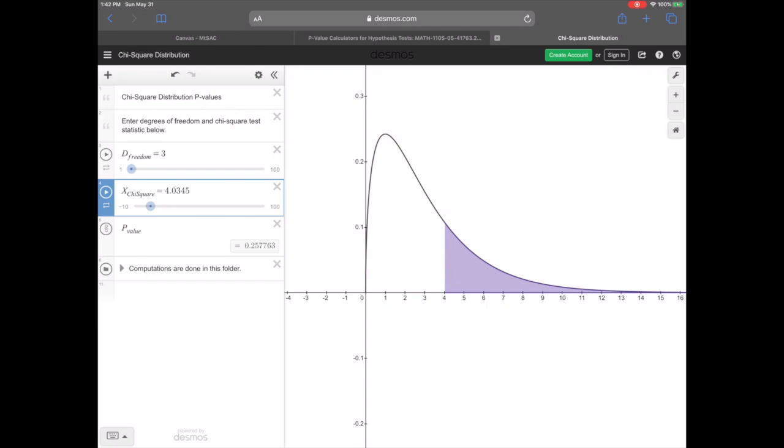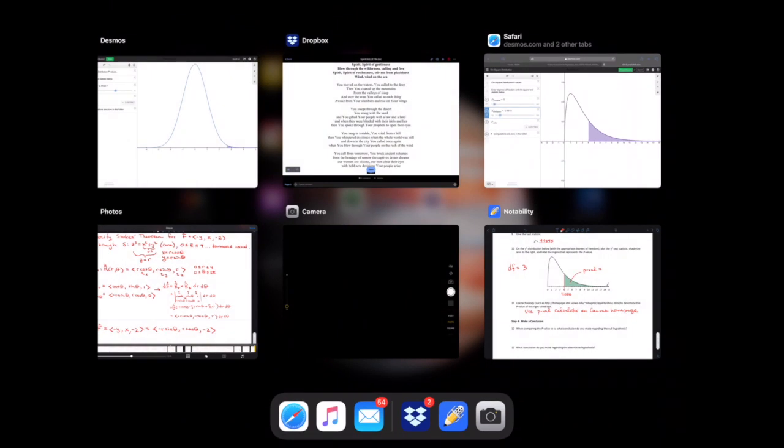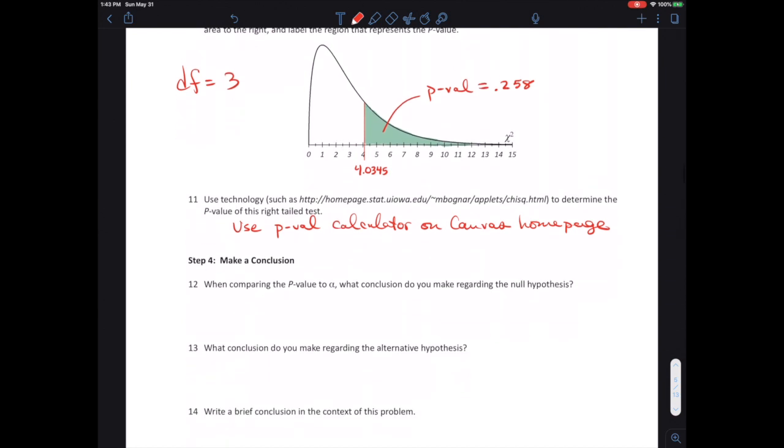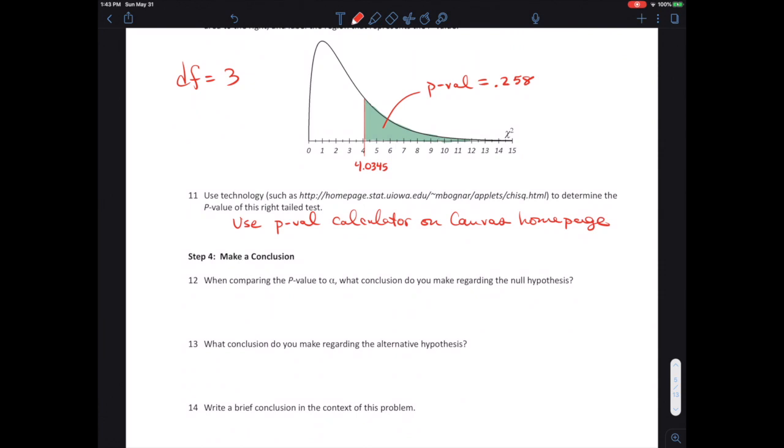Now the picture that we drew should sort of match this. And you can see the p-value is about 0.2577. Maybe we'll say 0.258. That's really big. 0.258 is what we got. It's about 25%. So the p-value is 0.258.